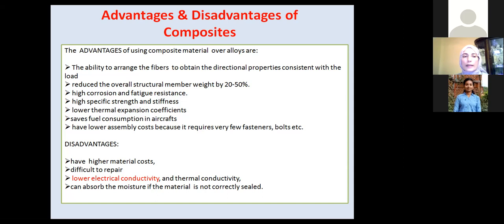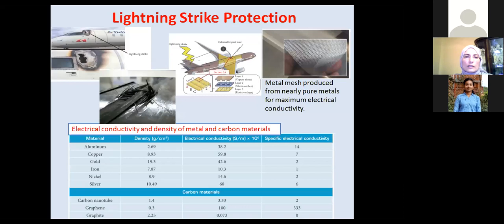However, they have some disadvantages, especially for some applications. Lower electrical and thermal conductivities. Carbon fiber composite materials have poor conductivity. Therefore, they are prone to damage from lightning strikes. Therefore, their conductivity properties need to be improved. Here, some examples are given of lightning strike damage on aircraft.